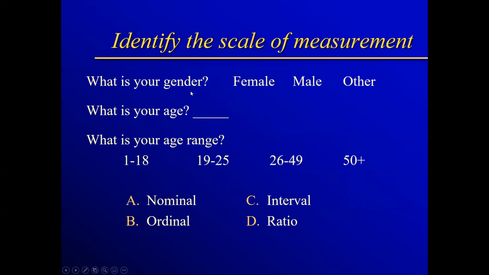All right. So next up, just in direct message, let's do these one at a time. So don't be doing them all at once. So let's stick with the first question. What is your gender? Is it A, B, C, or D? Nominal, ordinal, interval, or ratio?